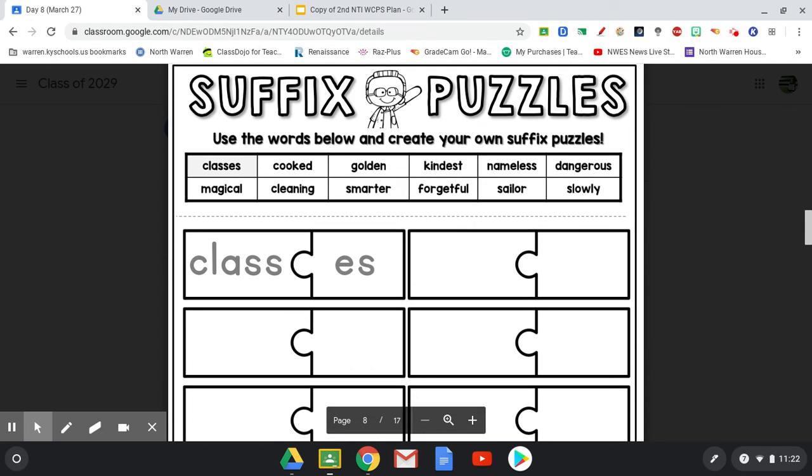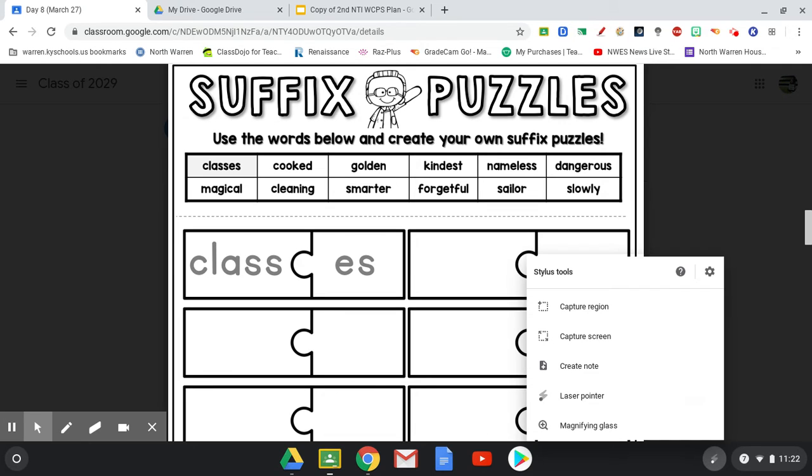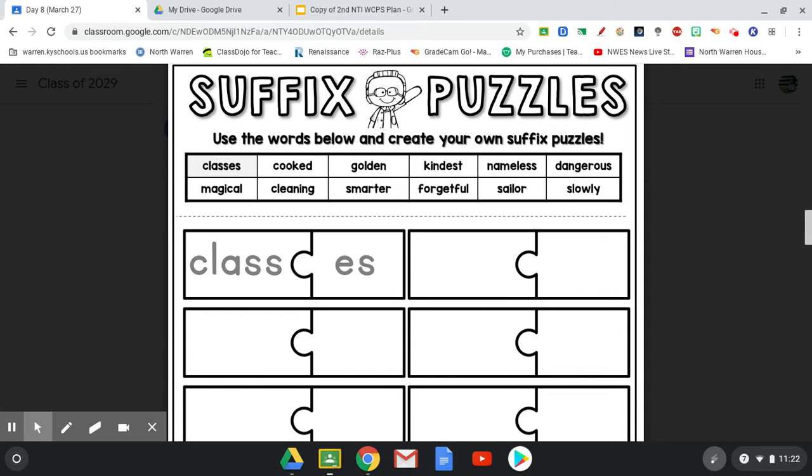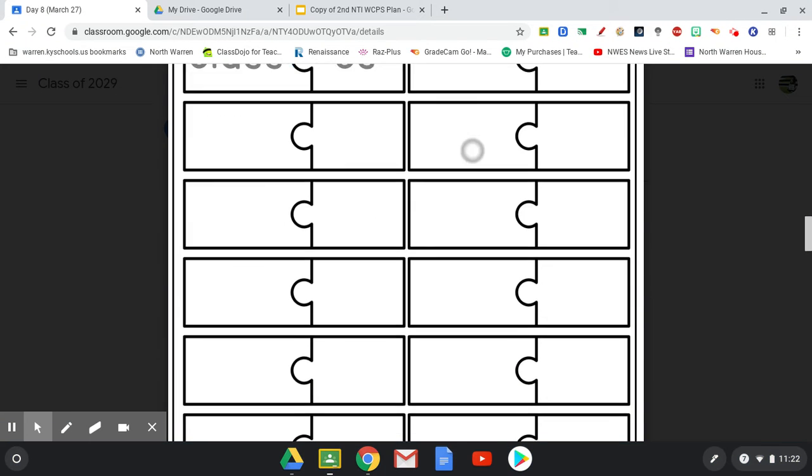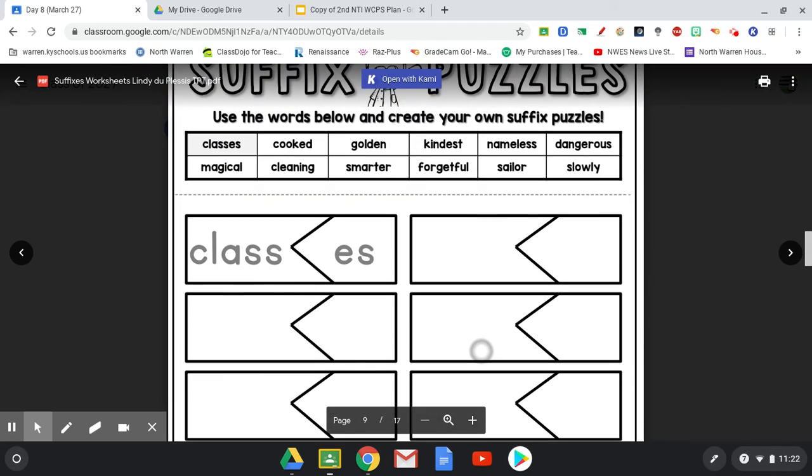And then right here, you are creating your own suffix puzzles. So here's the example. Here's one word, class-es. So they have broken apart the base word or the root word that has its own meaning, and then they've broken apart the suffix, okay? So like class has its own meaning. It's already a word on its own. So I'm not going to break that apart. But ES, that's not a word on its own. That's a suffix. So when I put those together, I'm creating a new word. Same thing down here.